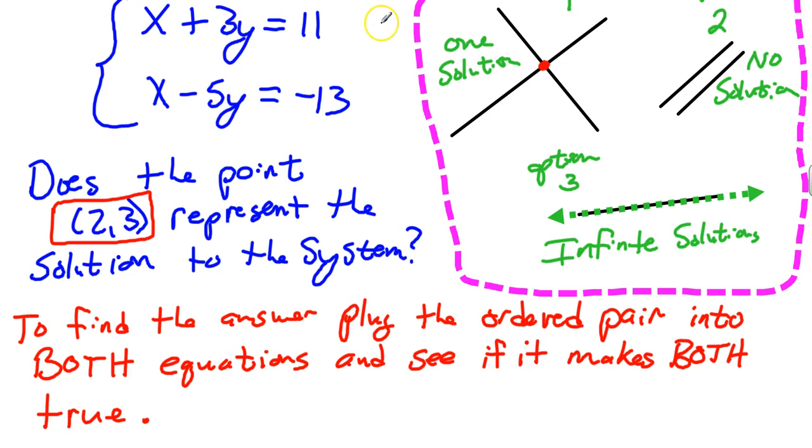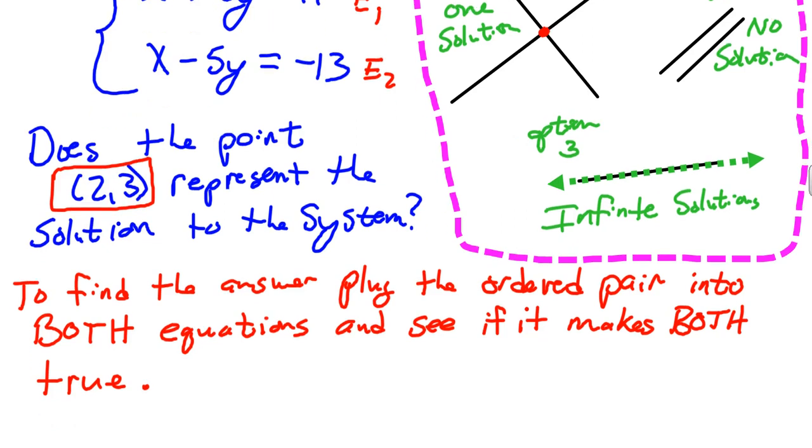Okay, so let's just call this equation 1 and equation 2, so we can separate which one it is here. Let's take (2, 3) and plug it into x plus 3y equals 11.